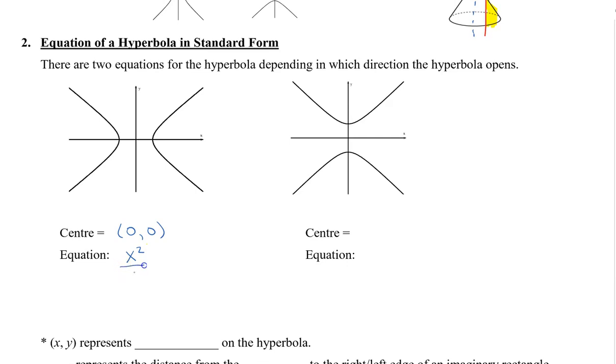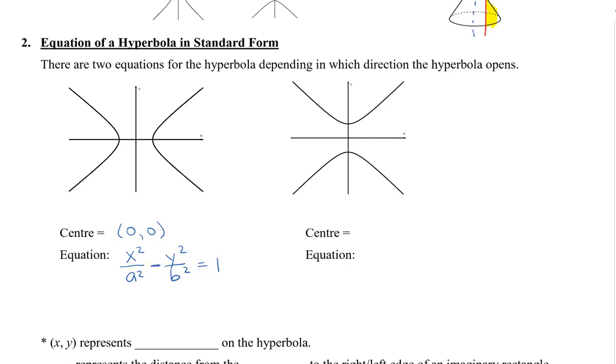Now, in this left hyperbola, we have an equation, and it actually looks very similar to the ellipse. It's going to be x squared over a squared minus y squared over b squared equals 1. So the only difference between this and the ellipse is that instead of a plus between the x squared and the y squared, it's actually going to be a minus.